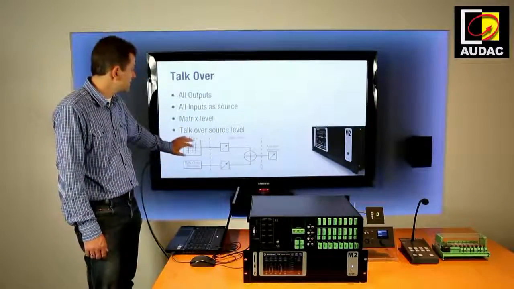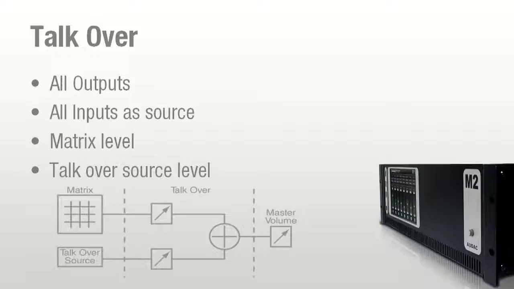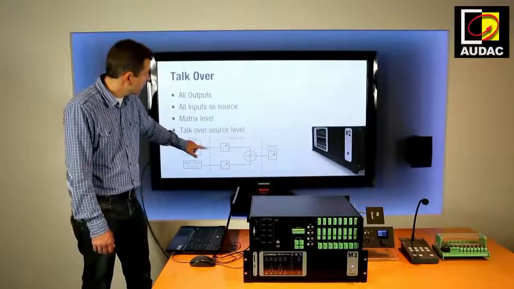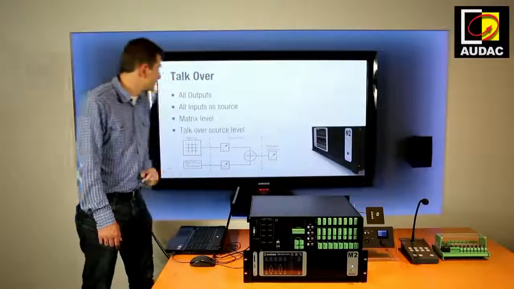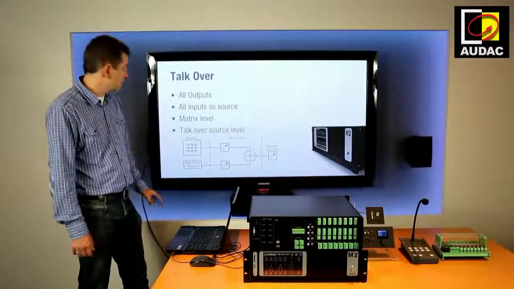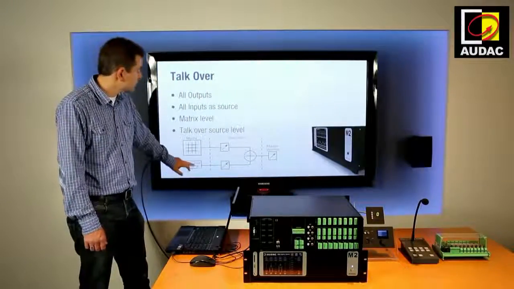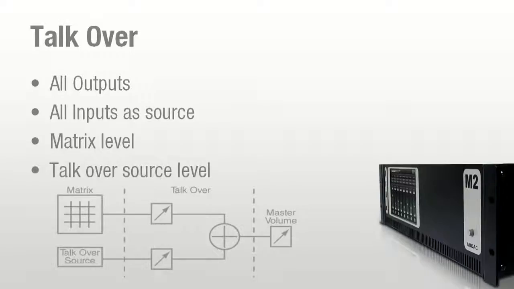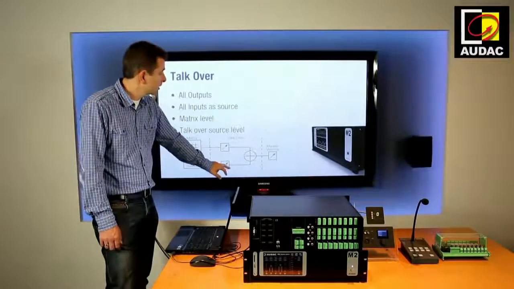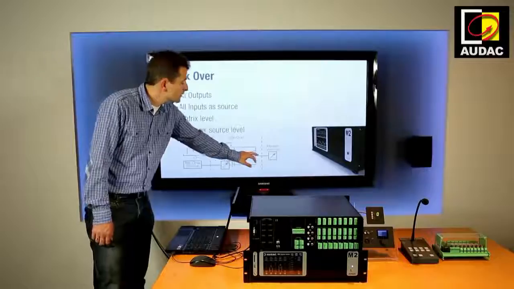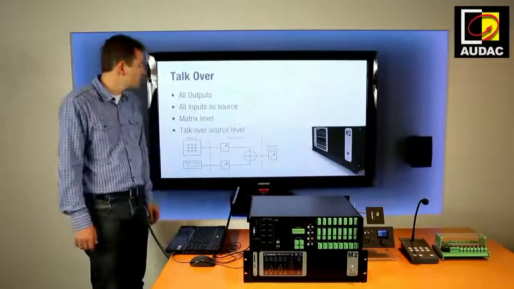So first we have the matrix with some settings. I mixed input 1 and input 2 to output 3. Normally it will go from the matrix to the master volume and so to output 3. If talk over is enabled and I have some signal on the talk over source, I can lower the matrix volume automatically and I can adjust the talk over source volume. These will be mixed and be sent to the master volume and to the output.